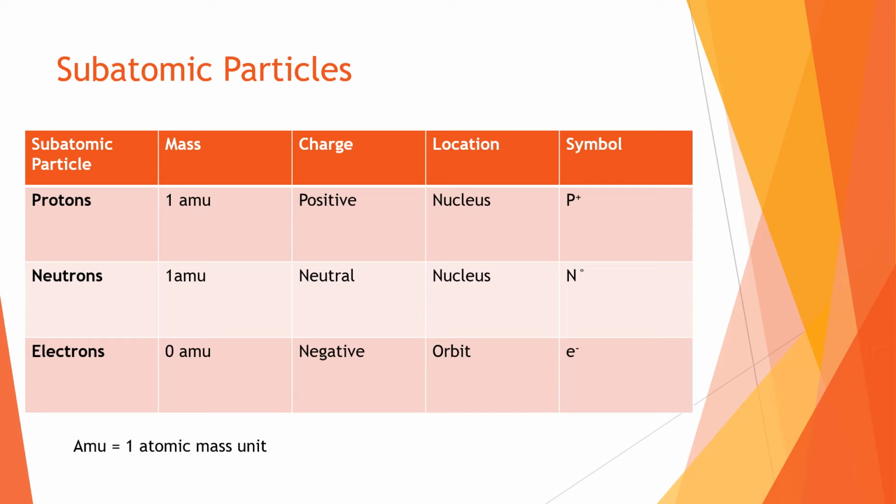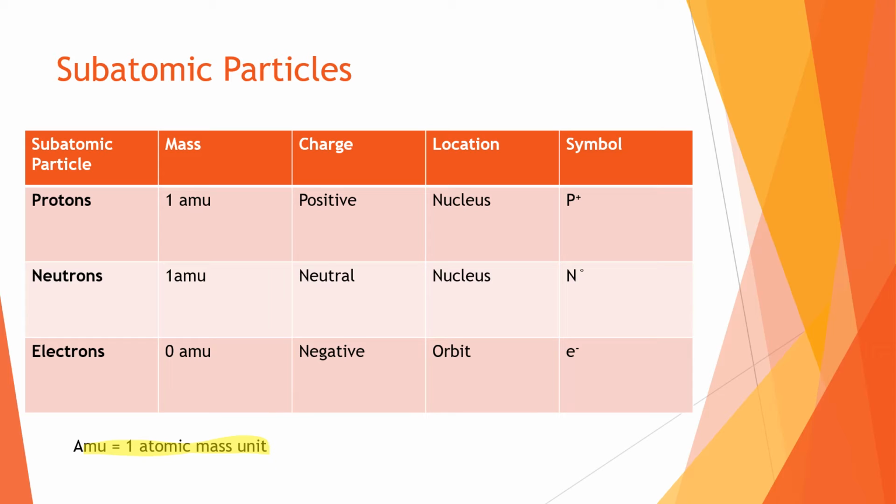Okay, so now we will look at the three subatomic particles in detail. So we have protons, neutrons, and electrons. We're going to look at the mass, charge, location, and symbol. So protons have a mass of 1 AMU. So if you look down here, it says AMU equals 1 atomic mass unit. So keep in mind the protons are in the nucleus, and each proton has a mass of 1 AMU. So if you have 1 proton, that's 1 AMU. If you have 10 protons, it's 10 AMUs.